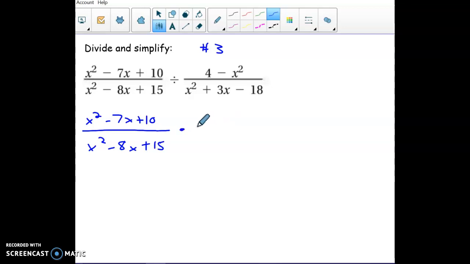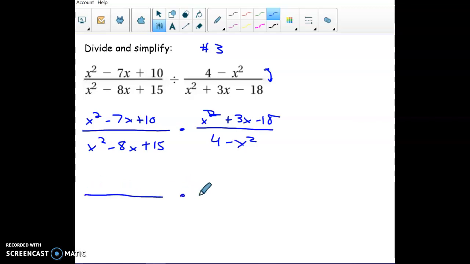I'm going to multiply by the reciprocal, which means these two just flip. So I have x squared plus 3x minus 18, and then 4 minus x squared. Okay, and now that it's multiplied, I want to factor everything apart and cancel anything that's common. The hardest part of this factoring is going to be this little denominator here, so I'm going to do that off on the side because it's a lot of steps.